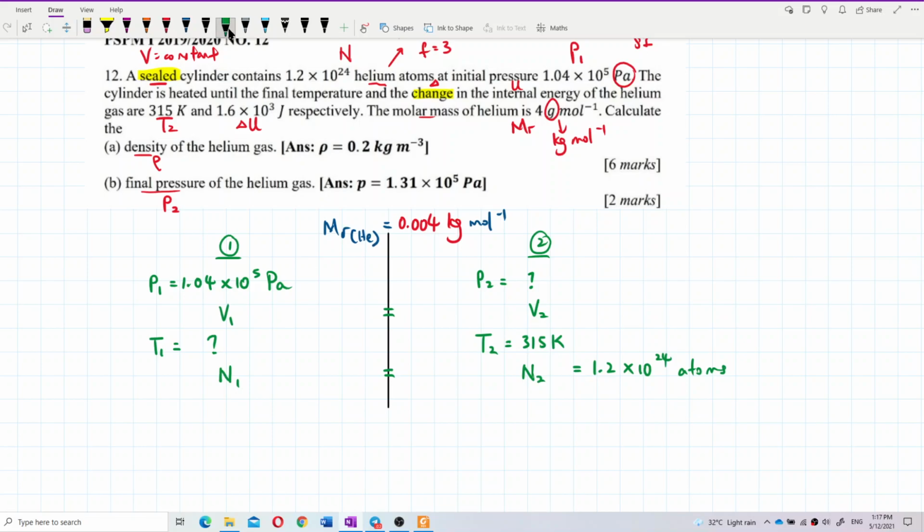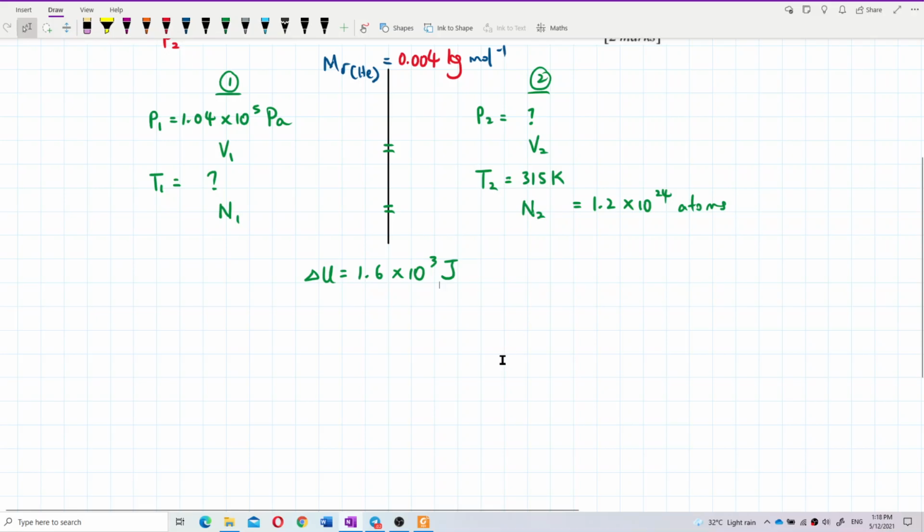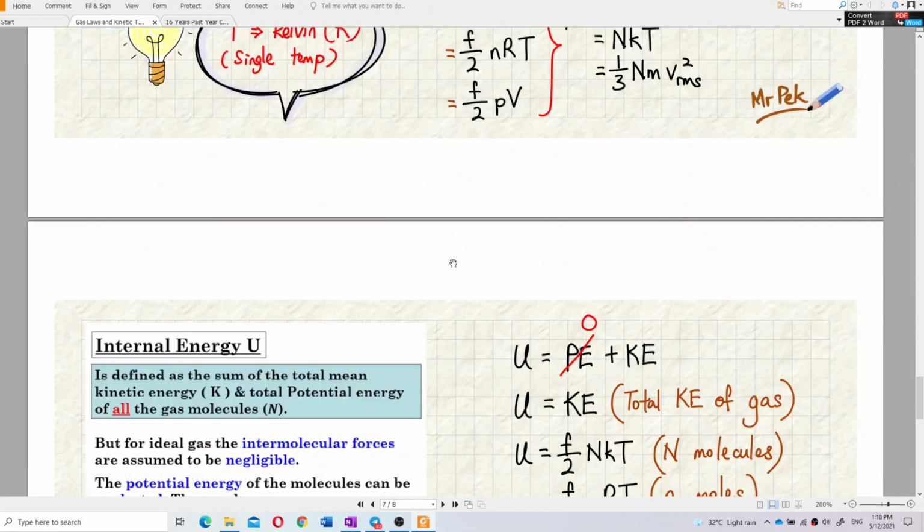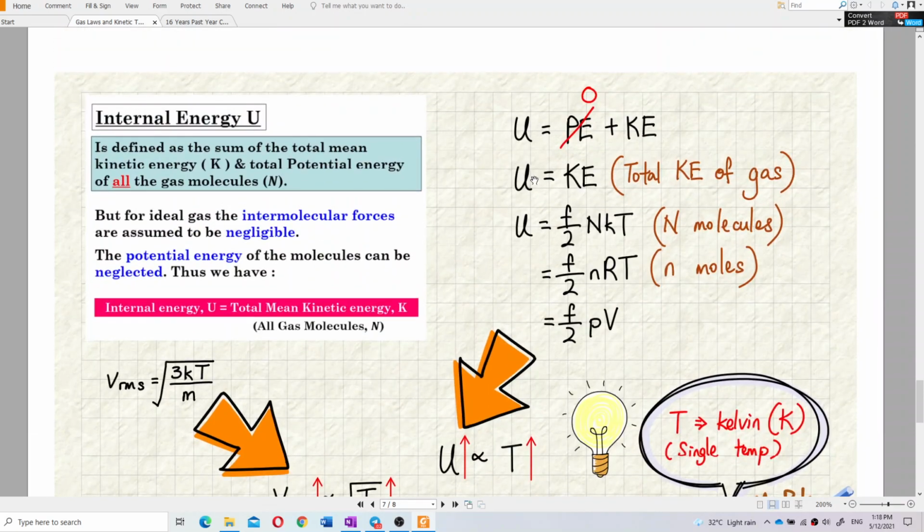Okay, write that over here. So the change of internal energy is 1.6 × 10^3 joule. Okay, change of internal energy. So what's the formula of internal energy at first? Yeah, internal energy for helium gas. Okay, if you look at the formula, what's the formula for internal energy?